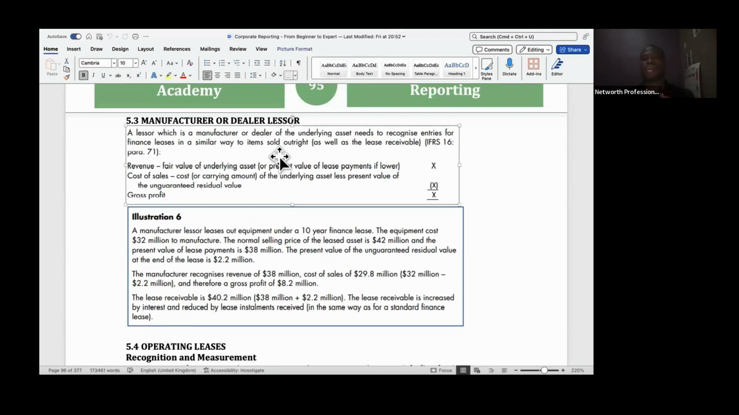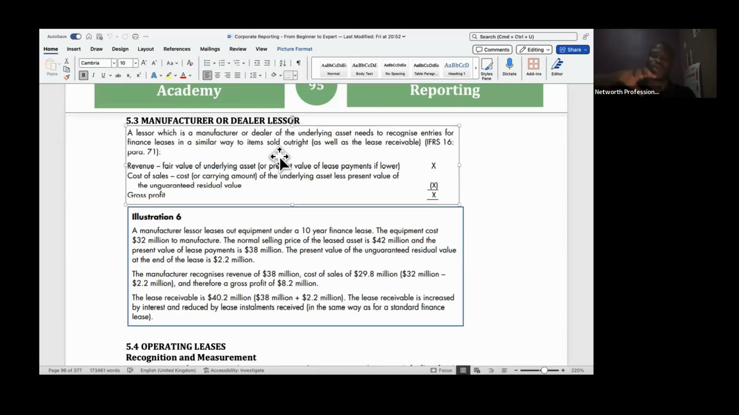But for the fact that he has leased it, it goes to show that it will just account for a net investment in the lease. But we don't want the revenue being understated. We don't want the cost of sales being understated. So we want this guy to also recognize that.